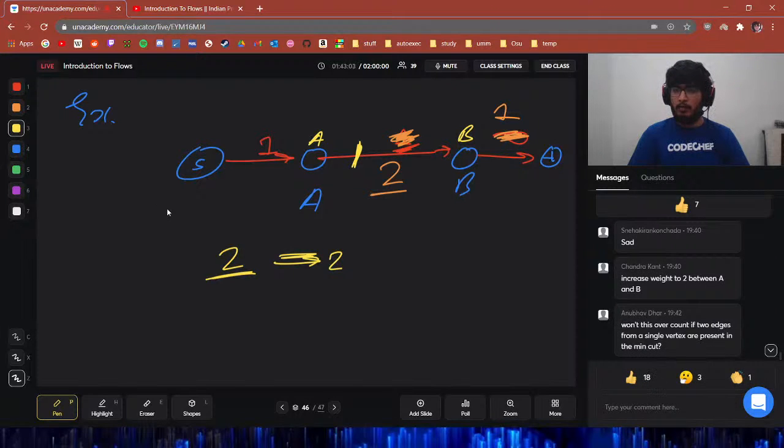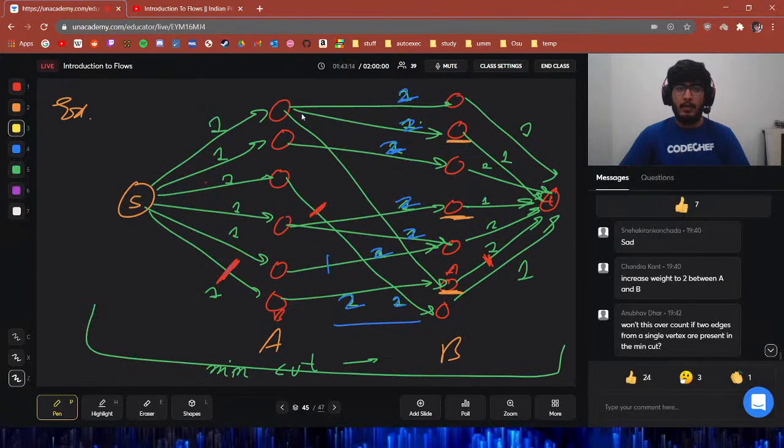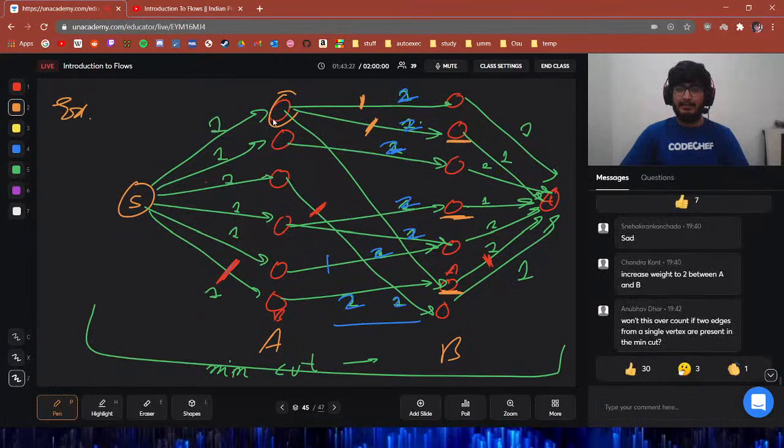Won't this overcount if 2 edges from a single vertex are present in the minimum cut? Basically, it is going to overcount if this is also included and this is also included, right? Because he was already angry. Yes, it is going to overcount. Yes, I'm sorry, I didn't think about that.